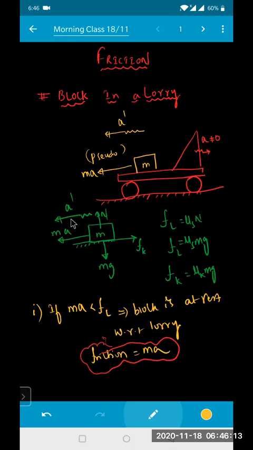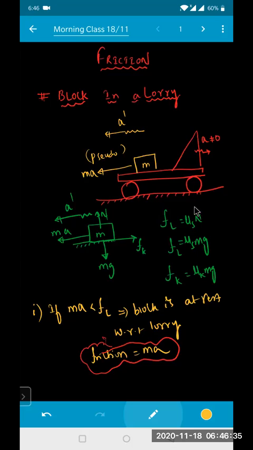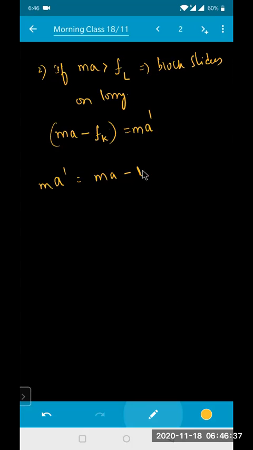M into A dash. It is moving in this direction. Therefore this force minus the frictional force: MA minus Fk will be equal to M into A dash. So M A dash is equal to M into A minus Fk, and Fk is equal to mu K into mg. So this one is mu K into M into G.